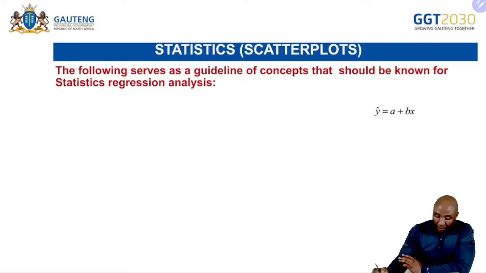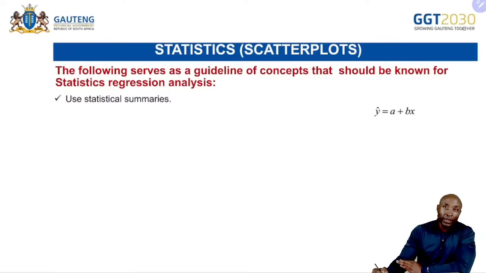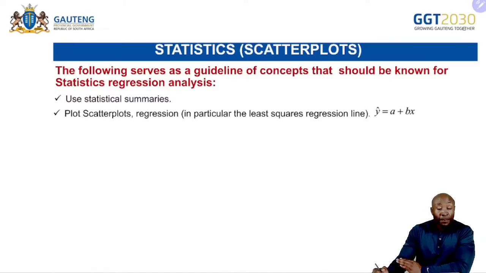Now, for scatter plots, we know that our line, or the regression equation, is given by y is equal to a plus bx, and we should be able to calculate the values of a, b, and our r, which is our correlation coefficient, and we should be able to plot our scatter plots.